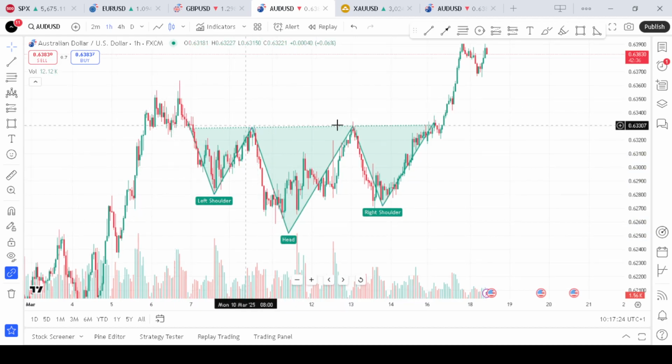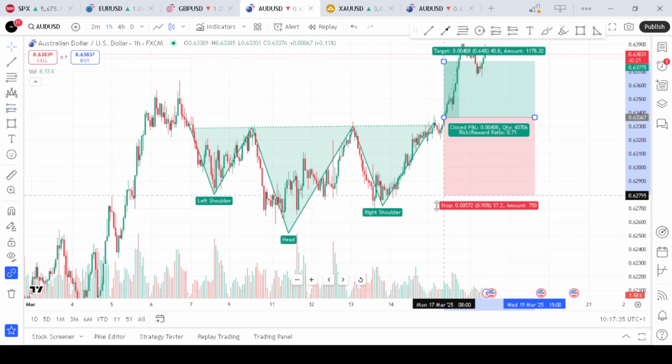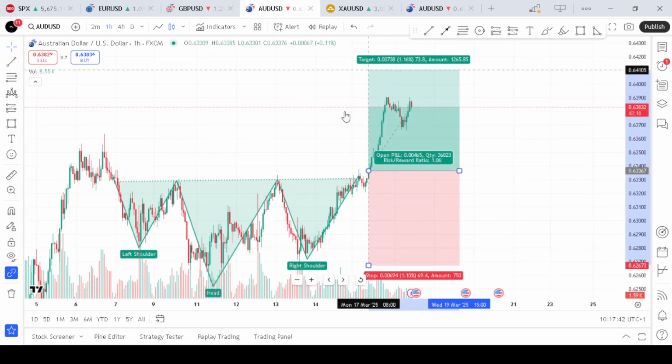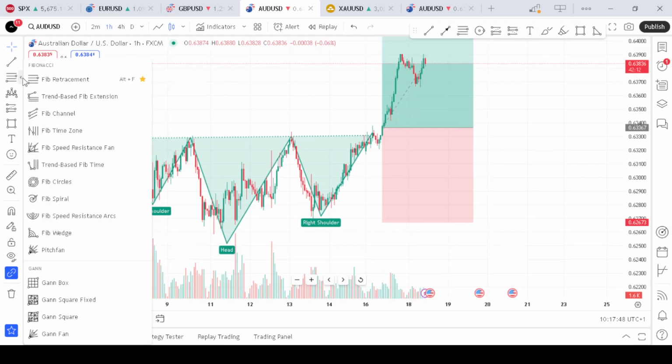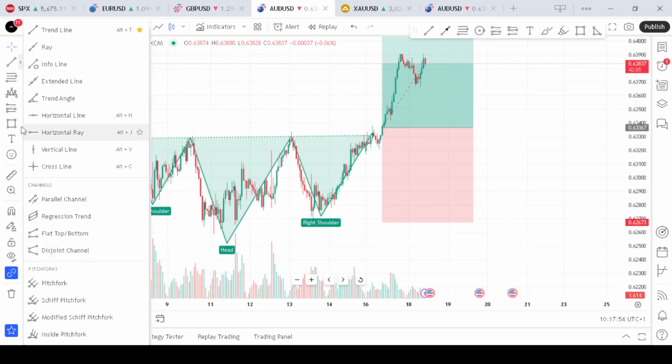You wait for price to break through the neckline. When price breaks through the neckline with an engulfing pattern or with strong conviction, you enter your setup, you put your stop loss just below the right shoulder, and you project your take profit. You can use the historical length for your take profit. Let's say we measure the price range of this area.